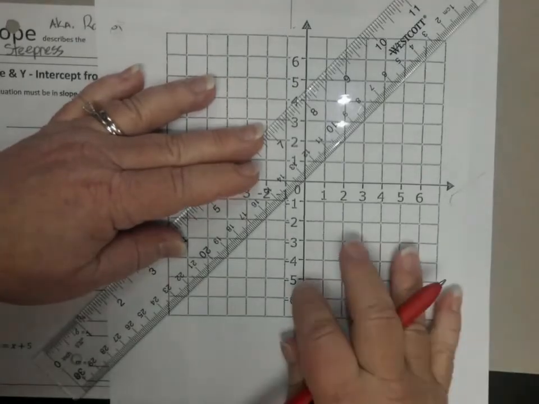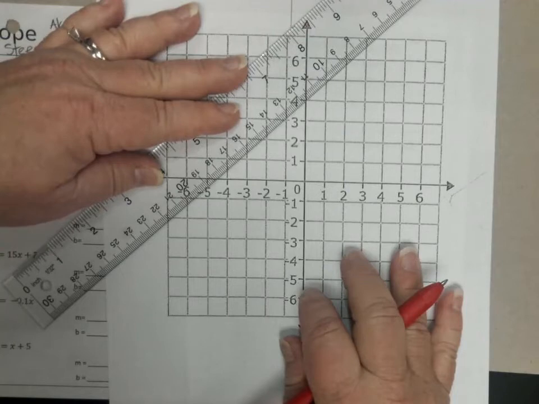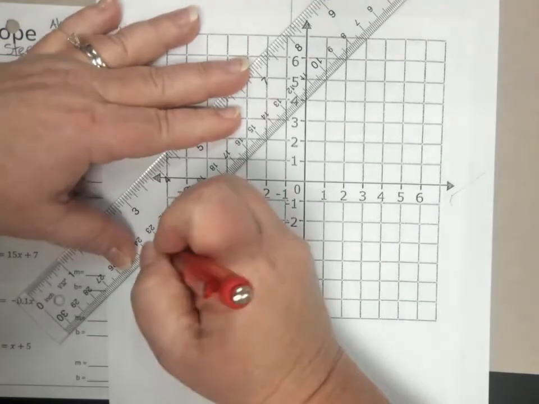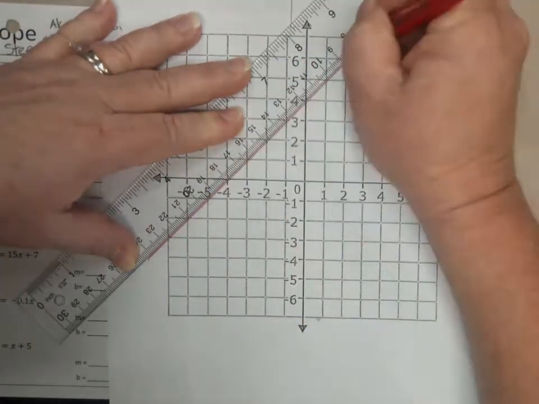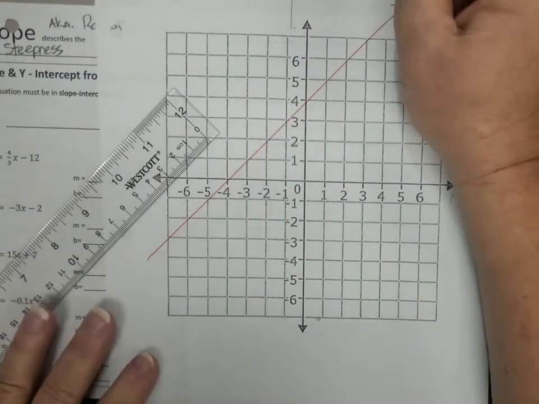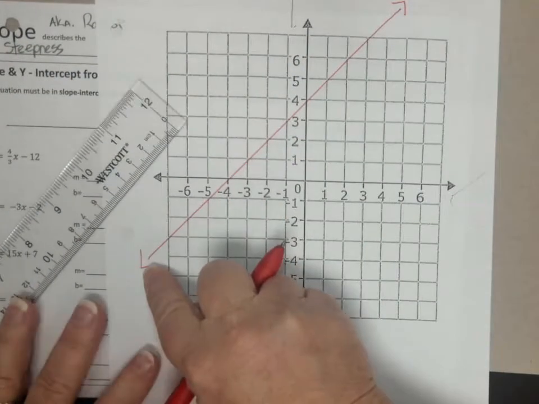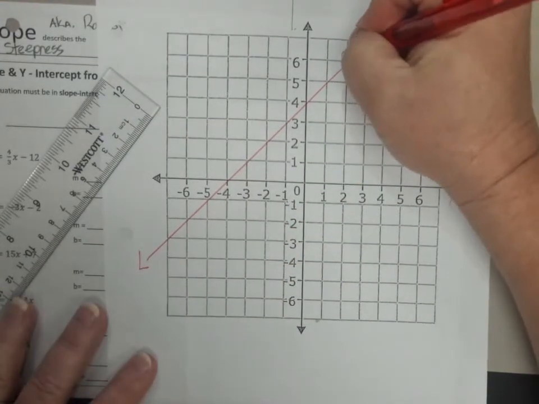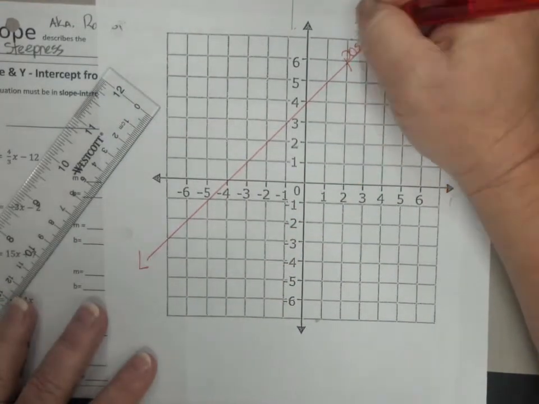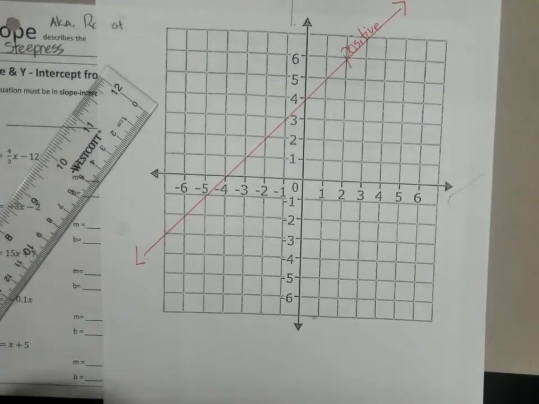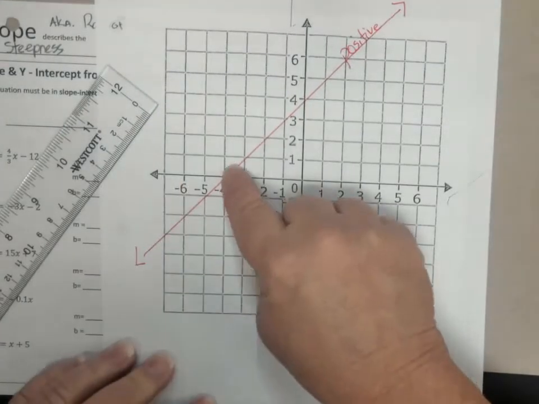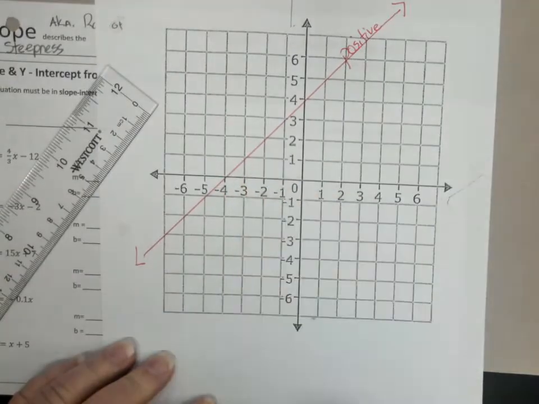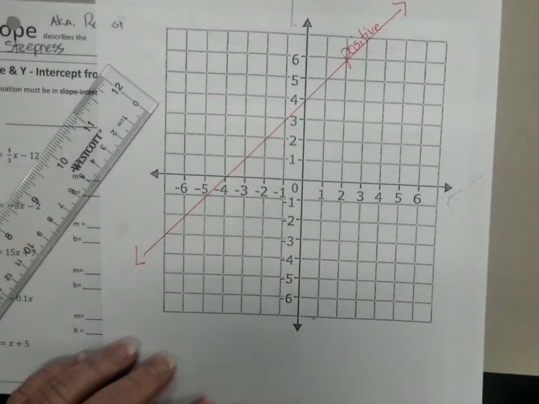And if I put a linear equation, I'm going to move it all the way up here, okay? And I'm going to put a line that, this is a positive slope because it's going up from left to right. So I'm going to write positive, okay? It means that as your x increases, your y also increases, your y value.